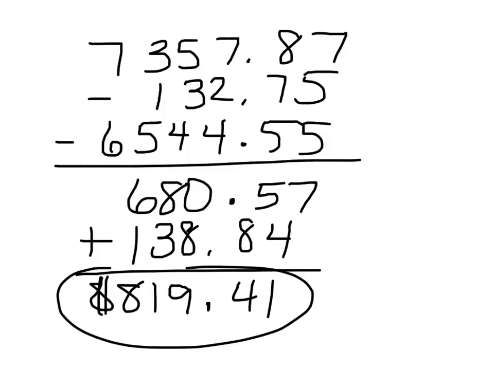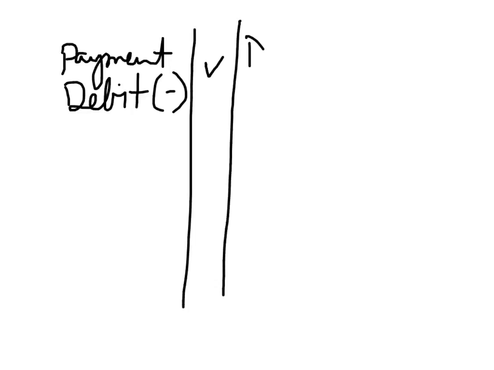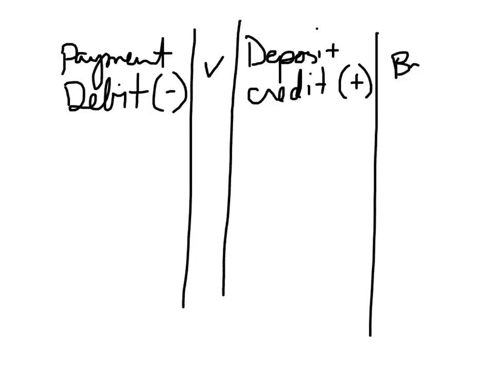Now, when you look at the bottom of page 187, they're going to give you a sample of what a check register looks like. They give you something like this, where it says payment or debit. And then right behind it, it says a little minus sign. Then it gives you a column like this, and it has a check mark. And then it has another column that says deposit or credit. And then right behind it, it has a little plus sign. And then it goes balance.